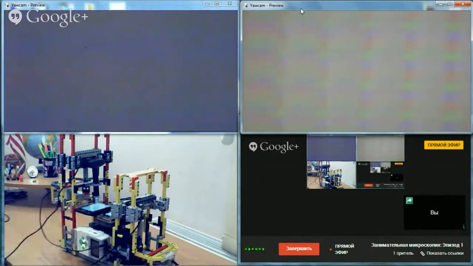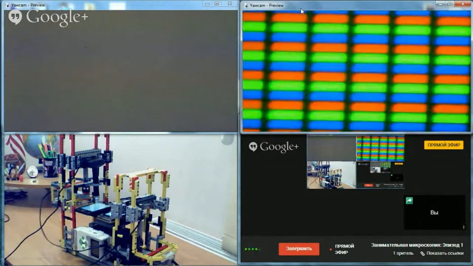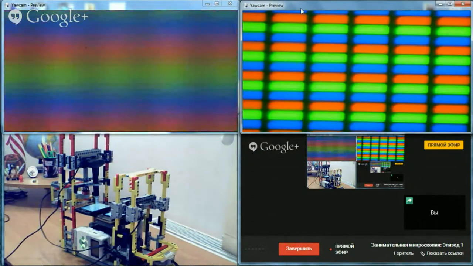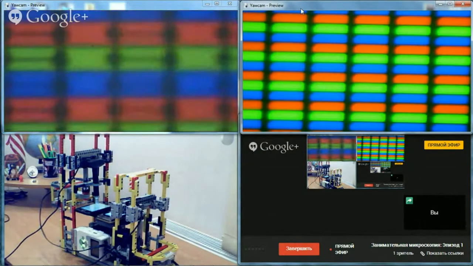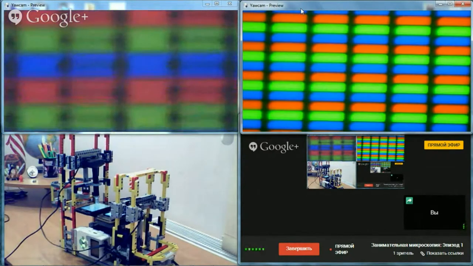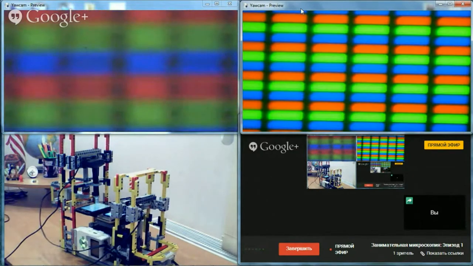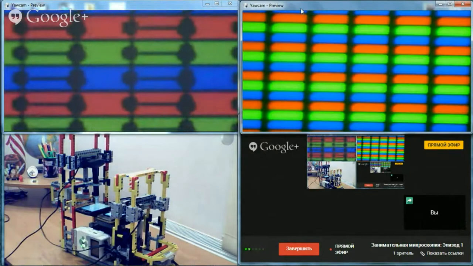Okay, let's see the Samsung Galaxy S. Its pixels are connected to each other using a special grid, and I think they are like rails.